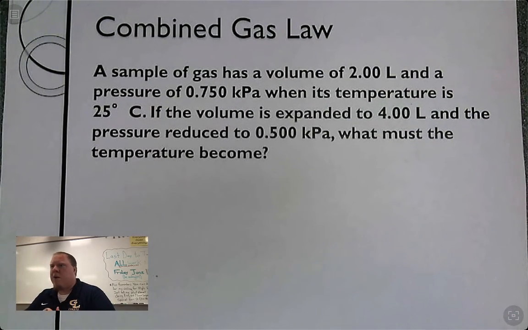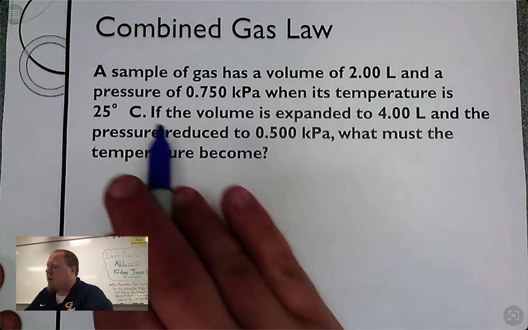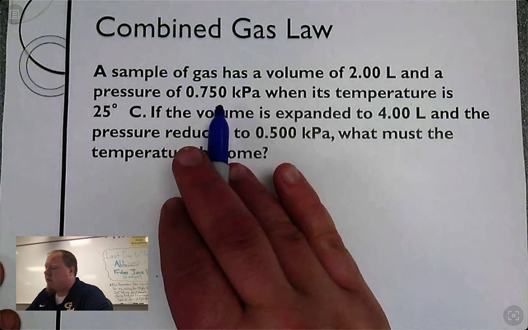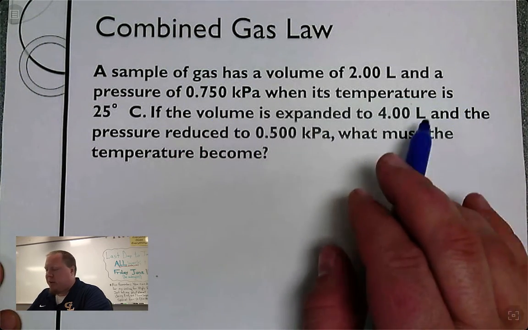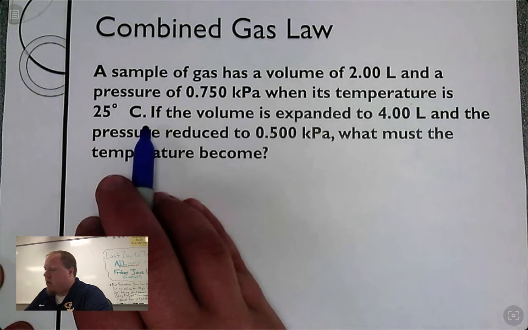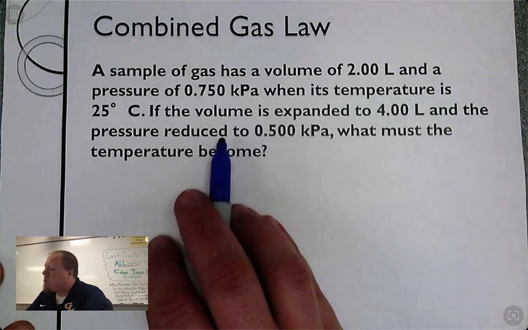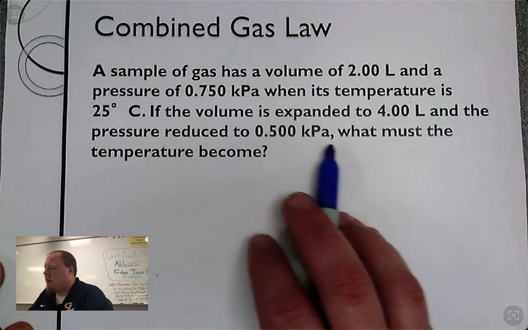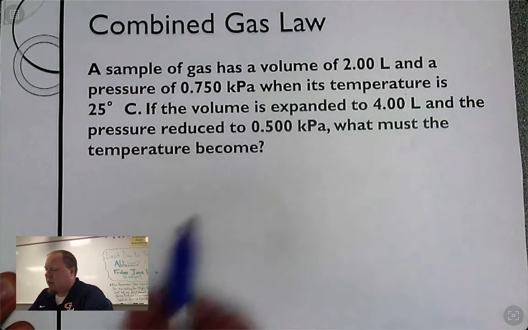Okay, let's do another one. So I have a sample of gas. It has a volume of 2.00 liters and a pressure of 0.750 kilopascals, where its temperature is 25 degrees Celsius. Right? The volume is expanded to 4.0 liters and the pressure is reduced to 0.500 kilopascals. What must the temperature become in order to cause these things?